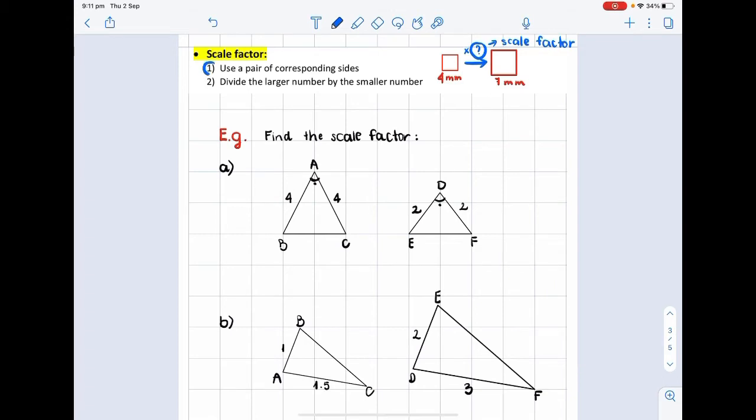Step 1, you will need to use a pair of corresponding sides. And corresponding sides means matching sides. So use a pair of matching sides. And step 2, divide the larger number by the smaller number.